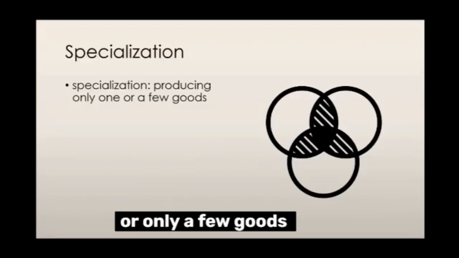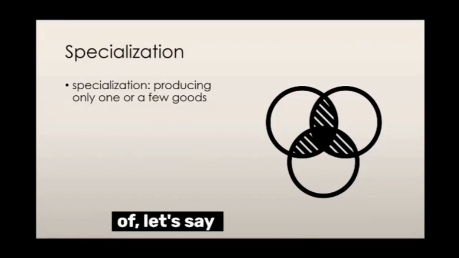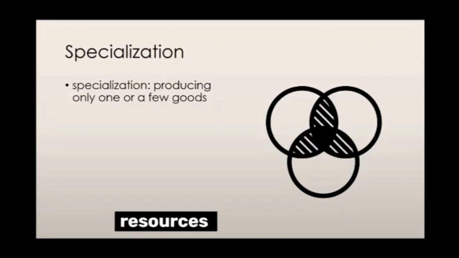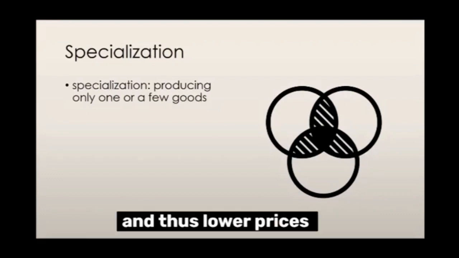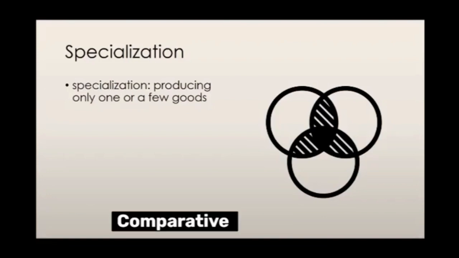Specialization is this idea that when we start producing either one or only a few goods, taken in the context of a country, it is possible for a nation to specialize in the production of, let's say, only one good. If this happens, that country will gain insight into more efficient ways of producing that one good, as all its resources are diverted to producing only that one good. This often results in a greater level of efficiency in production and thus lower prices for consumers.